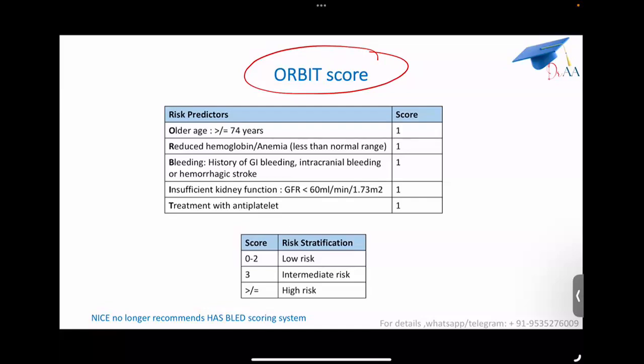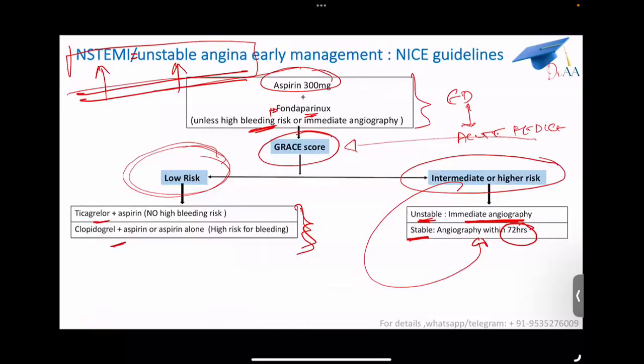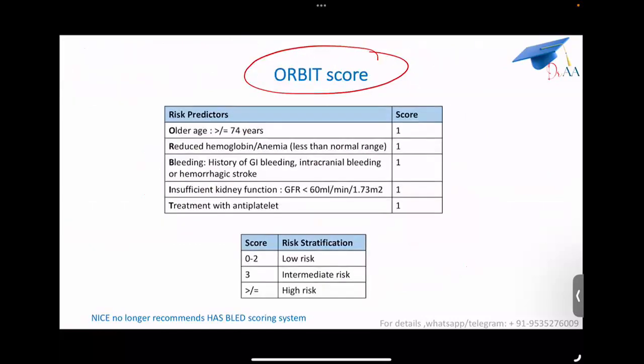You said that for clopidogrel, there is a risk of bleeding. So how do you know that there is high risk and low risk? How to know? That depends on the ORBIT score. That's what I'll be discussing next. Okay.